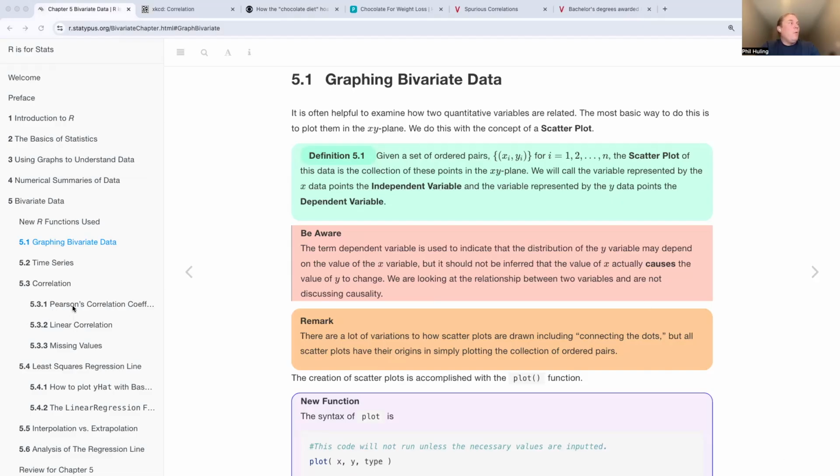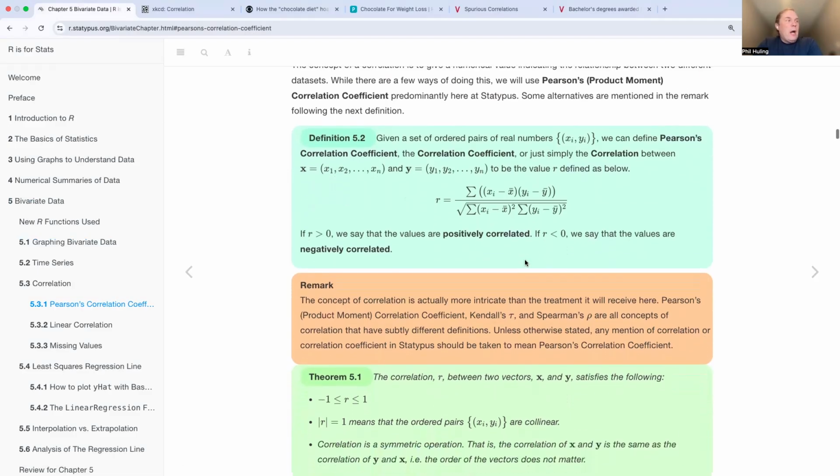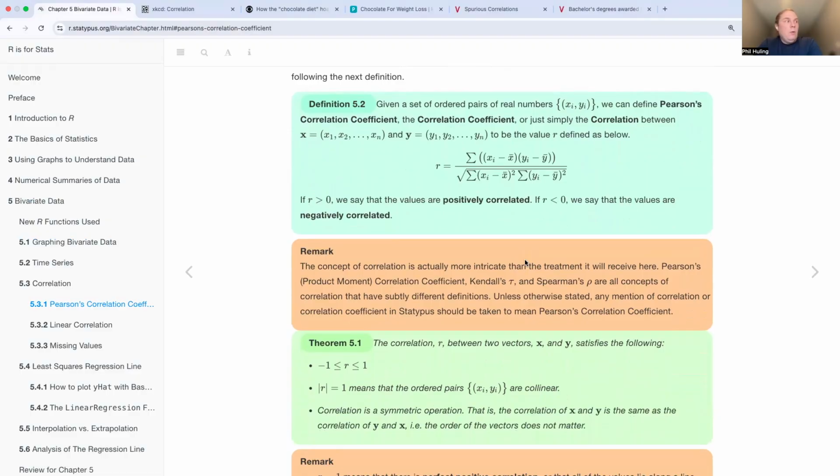In 5.3.1, we did define Pearson's correlation coefficient, or simply the correlation, to be the R value given by this somewhat awkward and nasty formula. We looked at some different properties of it. It's always between -1 and 1. If the absolute value is 1, i.e. if it's -1 or +1, the values are perfectly collinear, and it's symmetric. So x and y can freely switch. So even at this stage, we can see there's no real bias towards x or y.